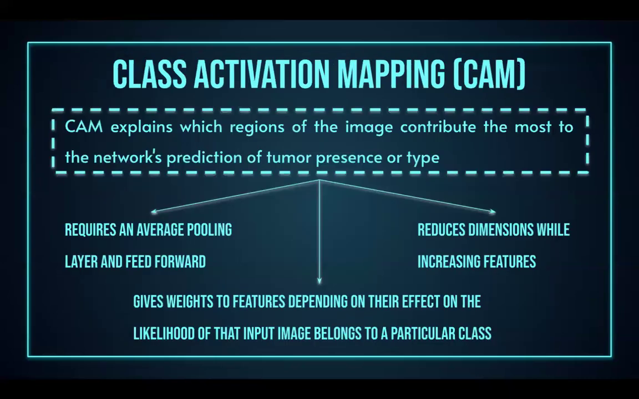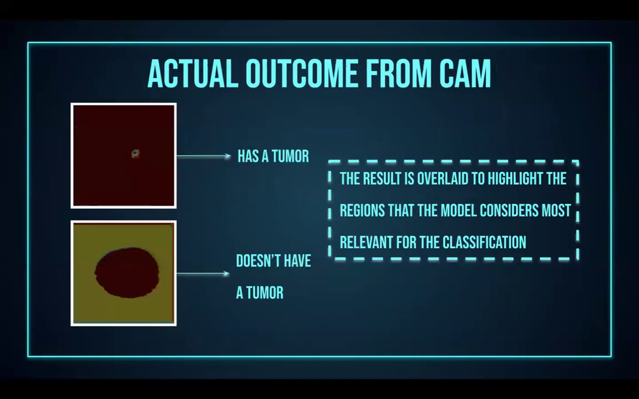Moving on, we implemented the class activation mapping, where we basically try to interpret the model. So the CAM explains which regions of the image contribute the most to the network's prediction of the tumor presence, and this is how it was implemented. And then, these are the outputs that we were able to reach.